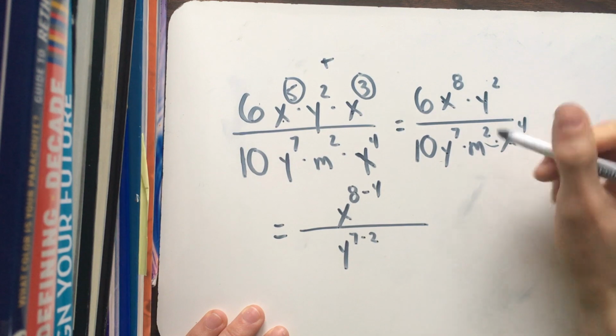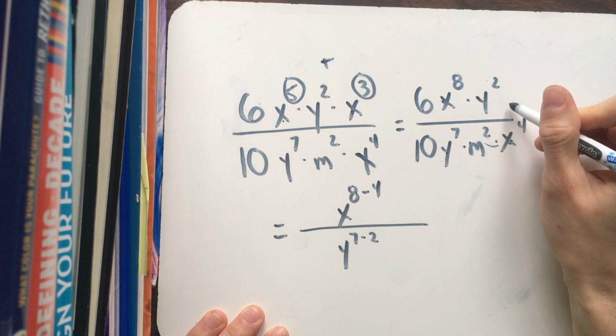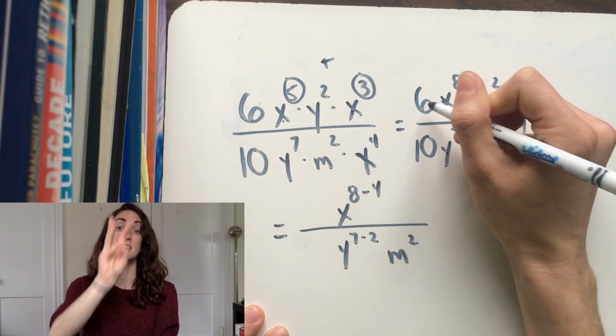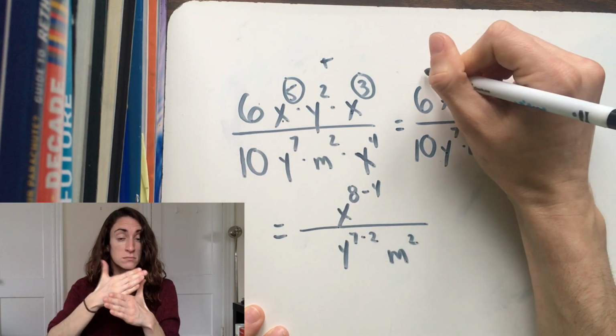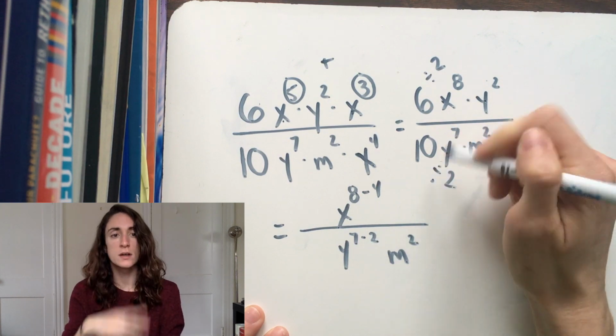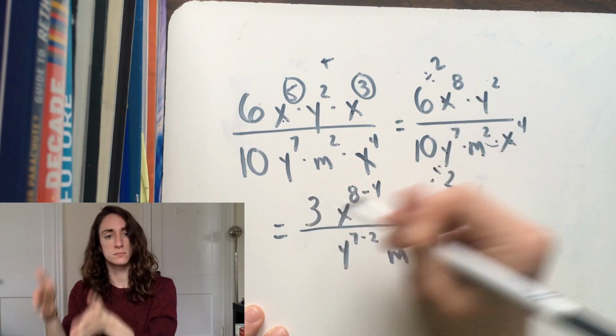Notice that there's only one m term in the denominator. There's no m term in the numerator, so that m term is not going to change. It will just stay m squared in the denominator. 6 and 10 have a common factor of 2, so you can divide them both by 2, leaving a 3 in the numerator and a 5 in the denominator.